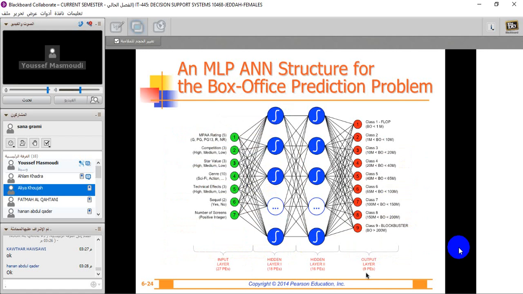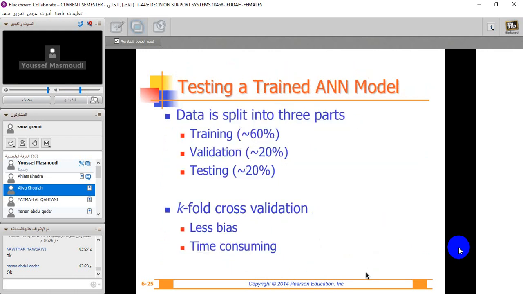Okay. Multi-layer perceptron, artificial neural network structure for the box office prediction problem. Testing and training the artificial neural network. When you use an artificial neural network, you divide your data into training 60% of the data, validation 20% of the data, and testing 20% of the data. And you may use k-fold cross validation to test the accuracy of your algorithm. But it's time consuming because the process will be repeated 10 times.